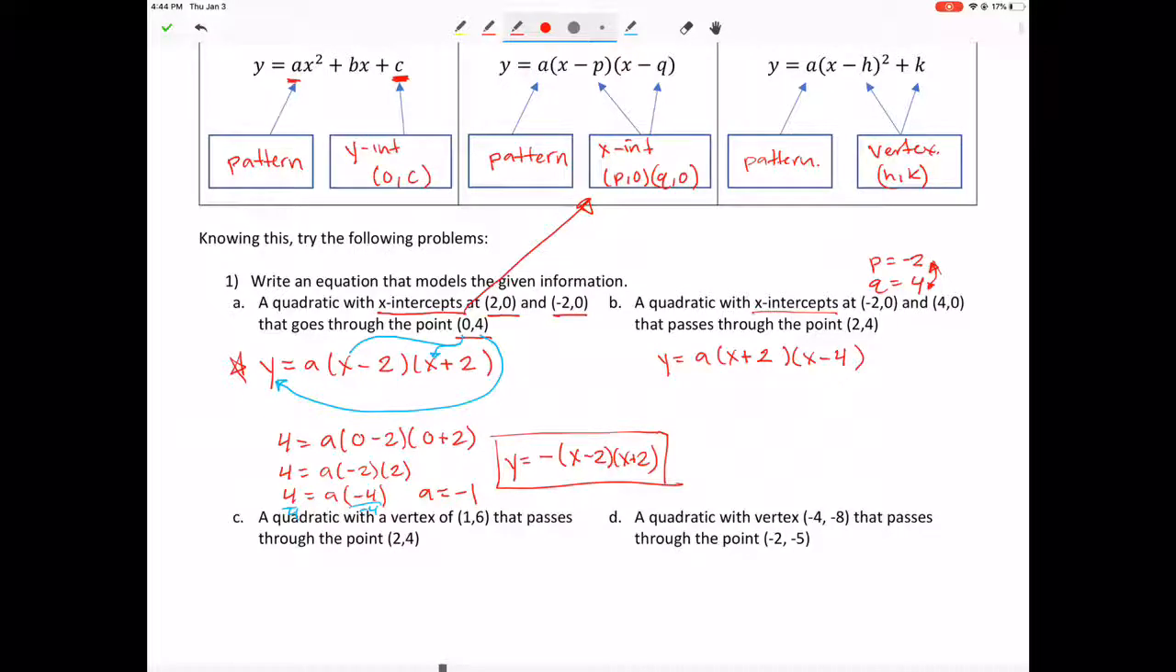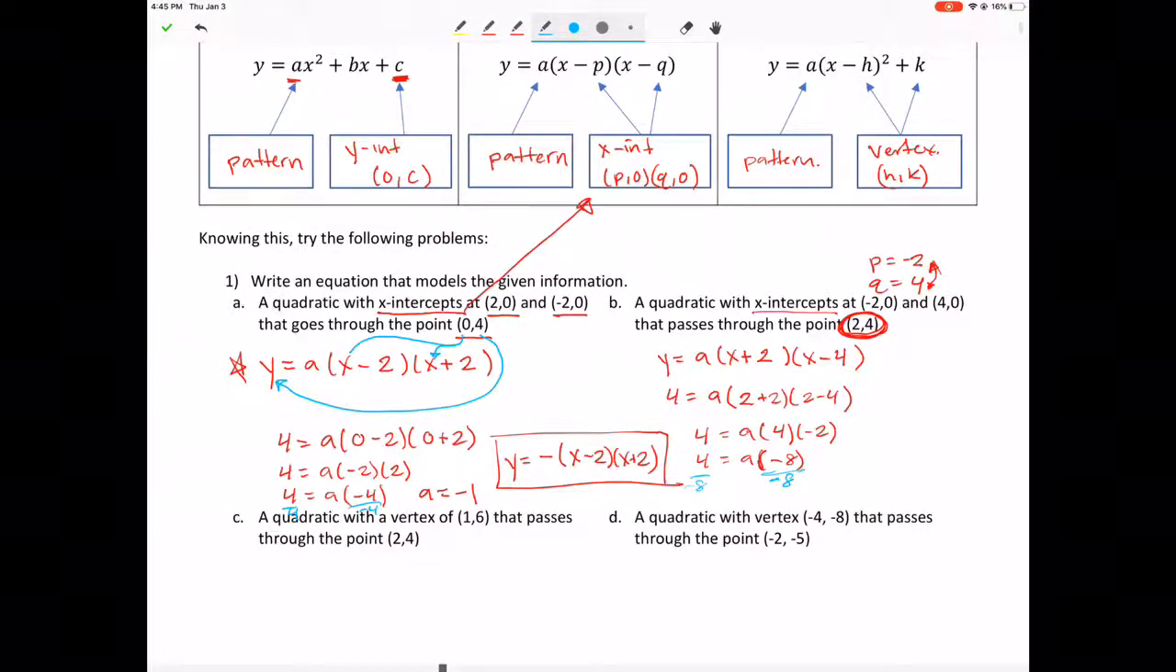Okay, so all we need to do is plug our ordered pair, our point, into our equation. That gives us 4 equals, we still have the A, and then we have 2 plus 2, and then 2 minus 4, gives us 4 equals A times 4 times negative 2. 4 equals A times negative 8. And then divide both sides by negative 8. That cancels. And that leaves us with A equals negative 1/2.